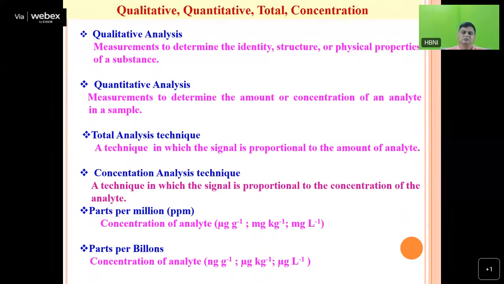Whereas the ppb, that is the parts per billion, should be denoted as nanogram per gram, microgram per kg, or microgram per liter.